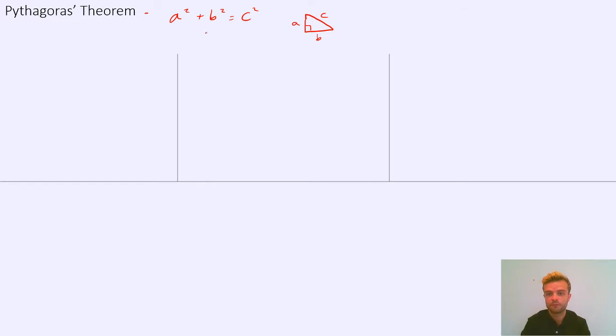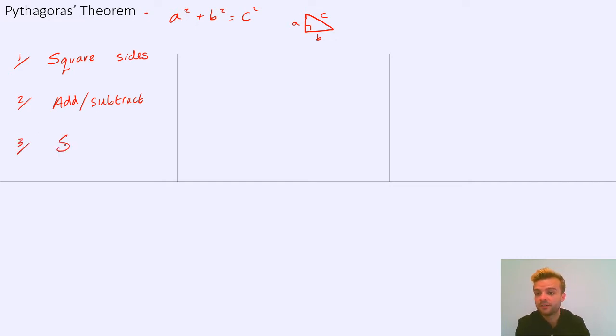That's the formula, that's what the equation is, but the way that you use Pythagoras' theorem, I prefer thinking of it as a set of instructions. The first thing you're going to do is square the sides. When we look at the formula, we do a squared and b squared, and we get c squared, so we know that squares are involved. The second thing you're going to do is add or subtract the numbers you just got, and I'll explain how you know whether to add or subtract in a second. And finally, you're going to square root your answer.